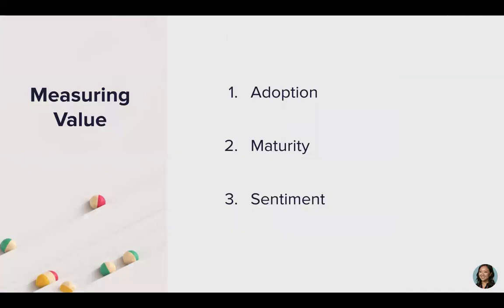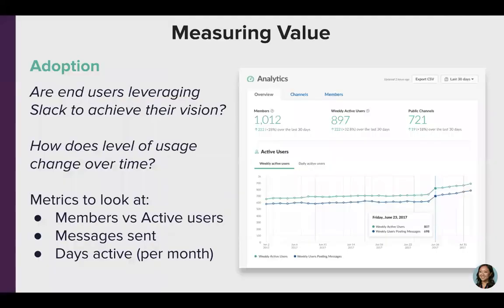So all of this awesome data can help you measure the value of Slack. And as a customer success manager, we couldn't possibly run a webinar without leaving you with some tips on measuring the value of Slack. So let's look at adoption. Adoption allows you to see if people are actually using Slack. So what is the ratio of members who have signed in and who have remained active? How many messages are being sent daily? How many days a month are people active on Slack? These are all indicators of Slack adoption.